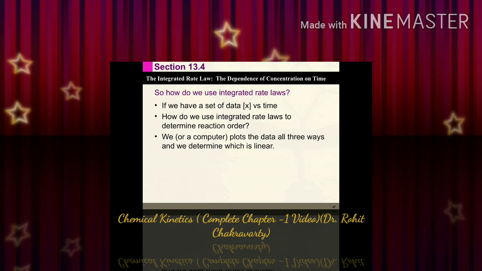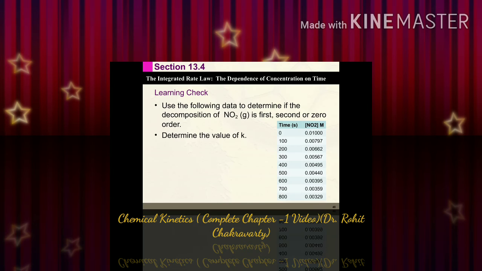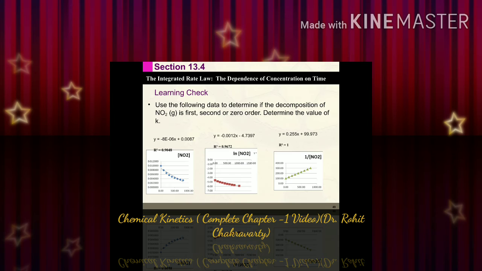So how do we use the integrated rate law? The slide is about how we can use it. Here we have to determine the value of k using the following data for the decomposition of nitrogen dioxide gas. So the plot is linear, as you can see here.